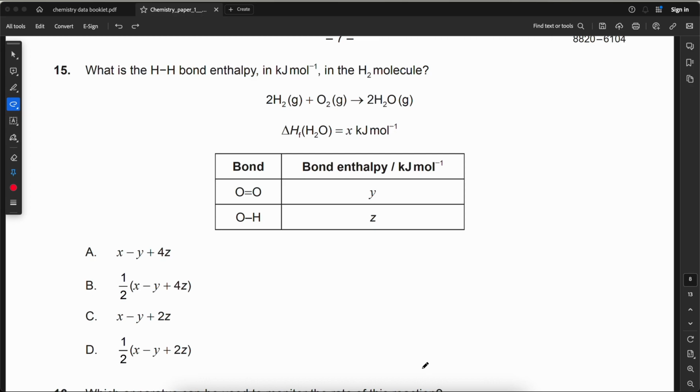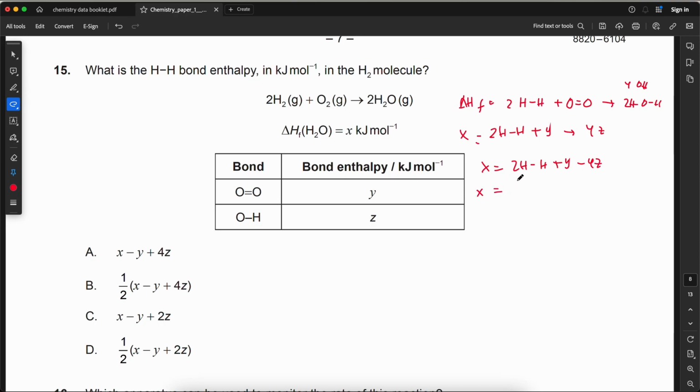What is the HH bond enthalpy in kilojoule per mole in the H2 molecule? So delta H F would be 2 HH plus O. So this will be 2 OH. Okay, 2 HH plus OO is Y, and then this one will be OH, so this 4 OH, so 4 Z. Okay, so delta HF H2O, that would be X. So X equal 2HH plus Y minus 4Z. So HH will be half X minus Y plus 4Z, which is B.